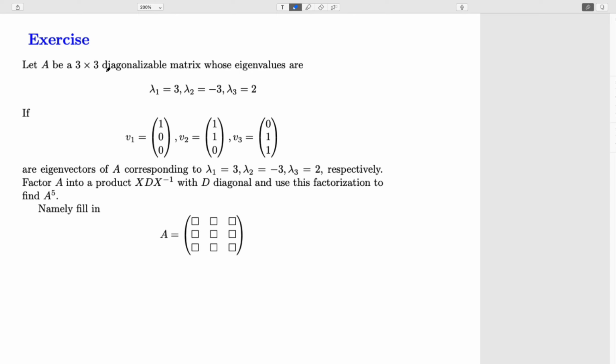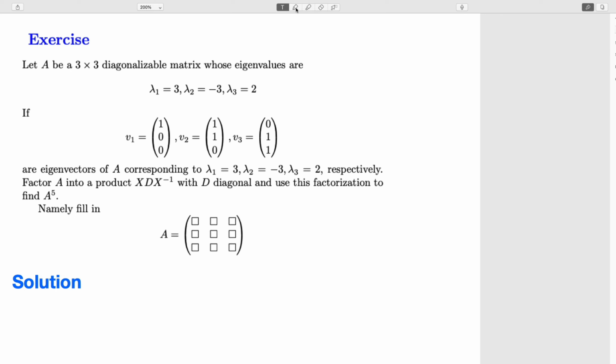A is diagonalizable, which means that A is similar to a diagonal matrix, and we love diagonal matrices. So factor A into a product XDX inverse, where D is diagonal, and use this factorization to find A to the fifth. We might not exactly do this. We can, and we will. So there is a little bit of work involved here. We might cheat a little bit, but we'll try not to. Okay, so let's start solving.